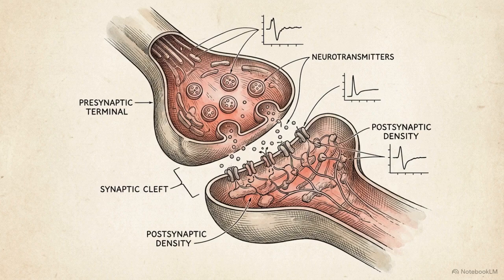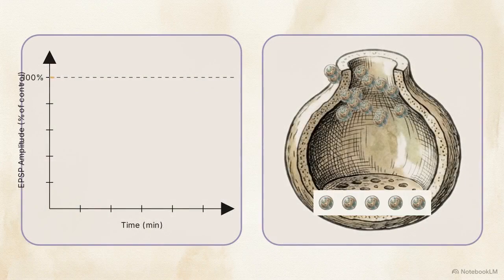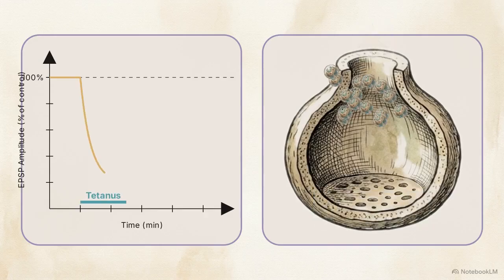The transient nature of the synapse becomes even more obvious when we look at the converse phenomenon, short-term synaptic depression, which occurs when a neuron undergoes sustained high-frequency activity. This line graph tracks EPSP amplitude over time. When we apply a high-frequency sequence of stimuli, a tetanus, you can see a steep downward curve. The strength of the synaptic response rapidly drops off.